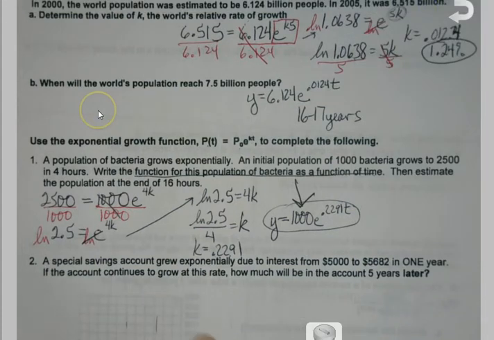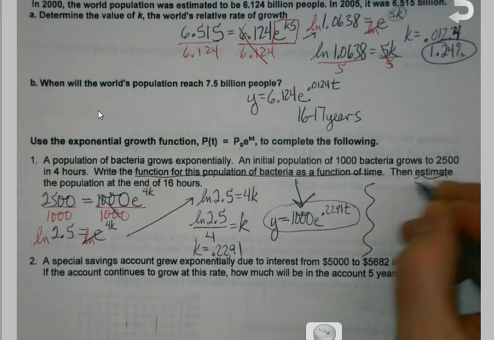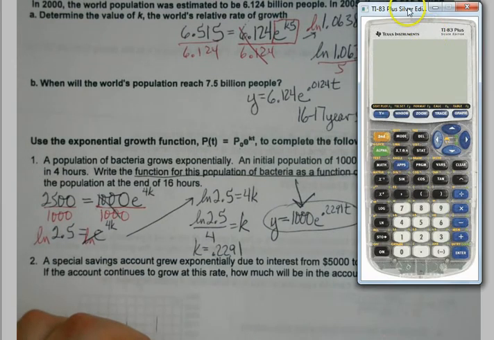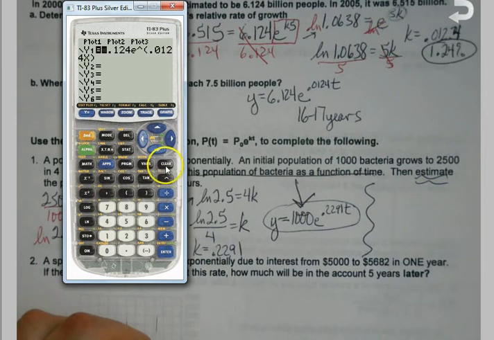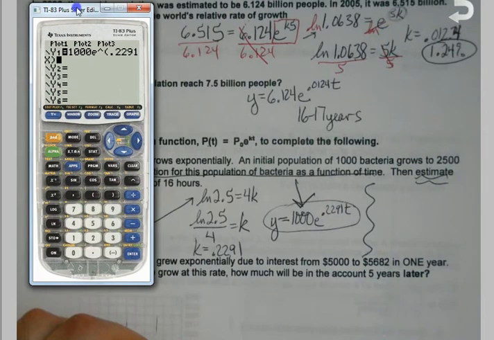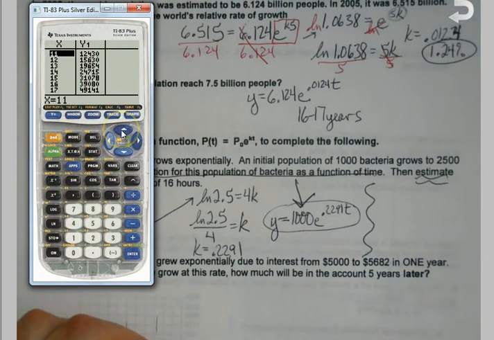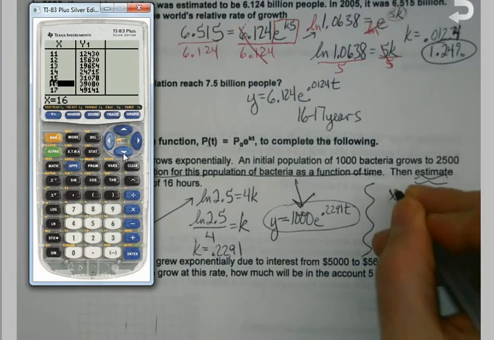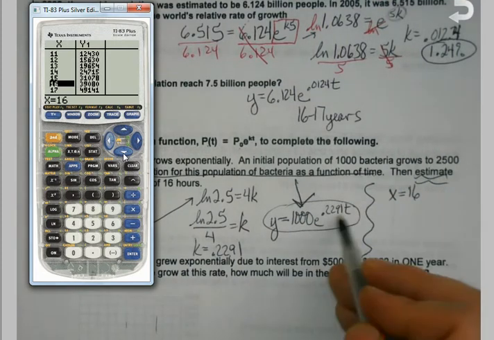So once I have the equation, then estimate the population at the end of 16 hours. Just like before, we'll pop our calculator up. We'll get our graphing function working. Whoop, not that way. Let's try that again. That's better. And we're looking for the end of 16 hours. So again, my hours are my x column. So I would just go down to when my x equals 16, which would be my t value.